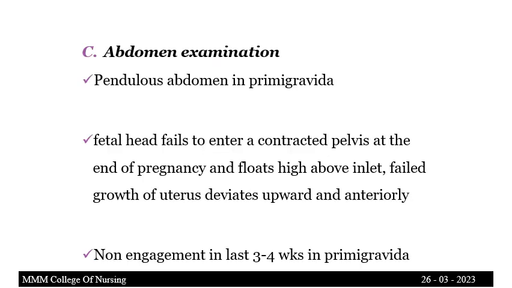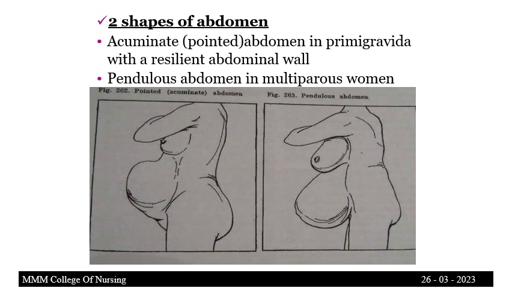In abdominal examination, you have to look for pendulous abdomen in primary gravida. Fetal head fails to enter a contracted pelvis at the end of pregnancy and floats high above the inlet. Failed growth of uterus deviates upward and anteriorly. Non-engagement in the last 3 to 4 weeks in primary gravida may suggest cephalopelvic disproportion. See, there are two shapes of abdomen, that is pointed in primary gravida with a resilient abdominal wall, and pendulous abdomen in multiparous.